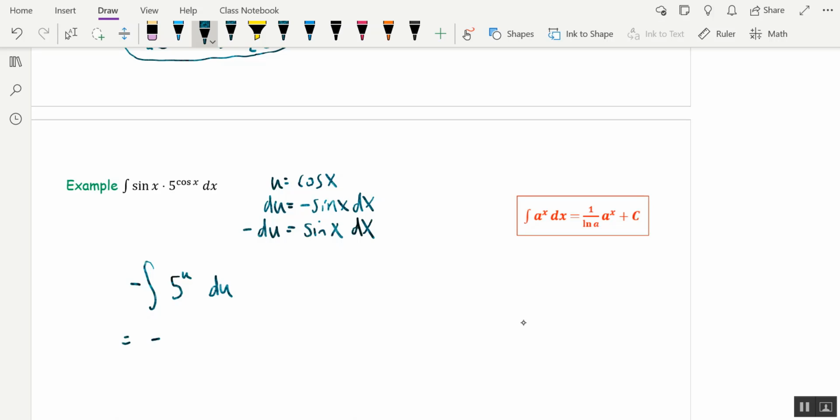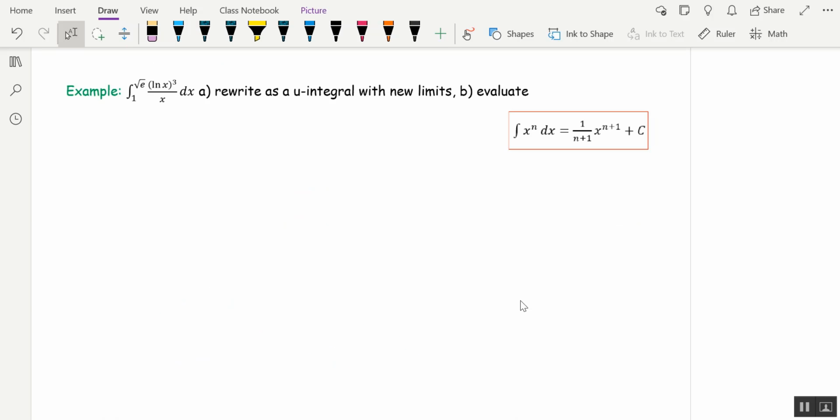So negative 1 over ln 5 times 5 to the u plus c. But we want to leave our answer in terms of x's. So negative 1 over ln 5 times 5 to the cos x plus c. And there's our antiderivative. Okay, the next two involve definite integrals and rewriting using new limits.